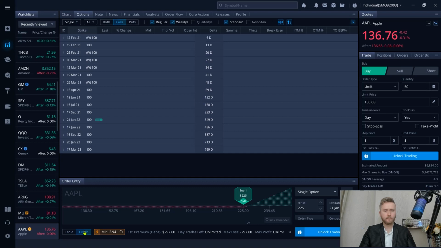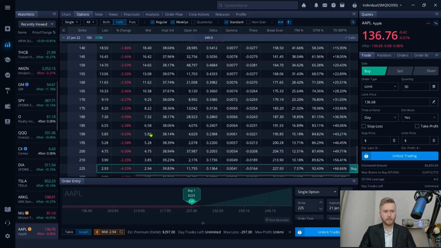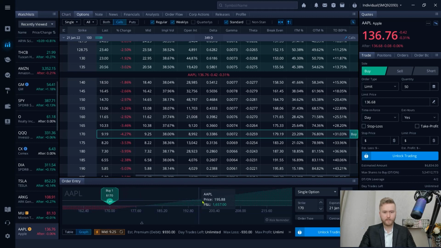Also, there's a graph right here on Webull, so it can show you for this contract at the 225. Why is it at 225? Did I click 225? Yes, I did. So let's go back to 170. I like it. 170 right here. Break even is going to be when it flips from red to green. And you can see how much money you're going to make if it goes to that price. I mean, this is just so convenient.